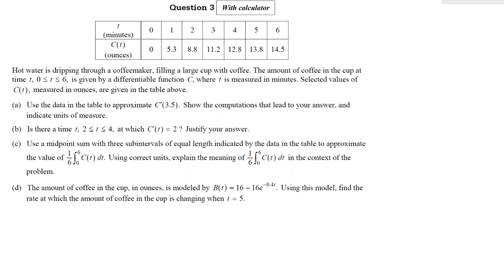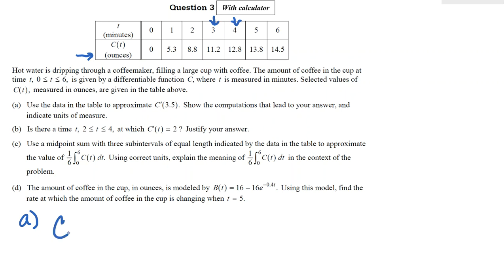So we've got a function C of t that produces the amount in ounces of coffee in a cup at time t. And our domain here is 0 through 6 minutes. So in question A, it says use the data in the table to approximate a derivative. Well, we can't do an algebraic derivative, so all we can do is use the slope of a secant to approximate it. So for 3.5, the best we can do is use these two data points at 3 and 4.